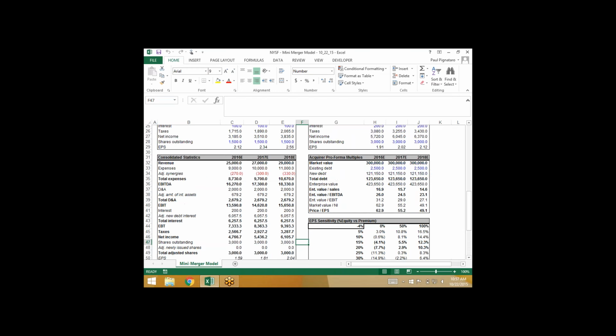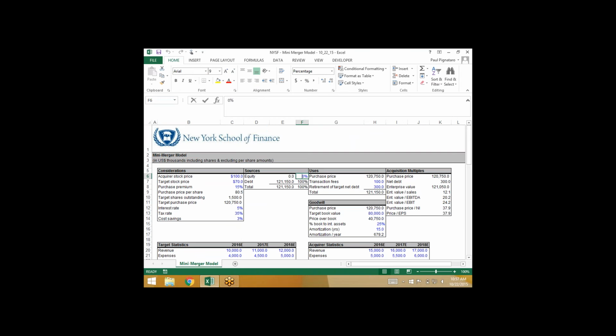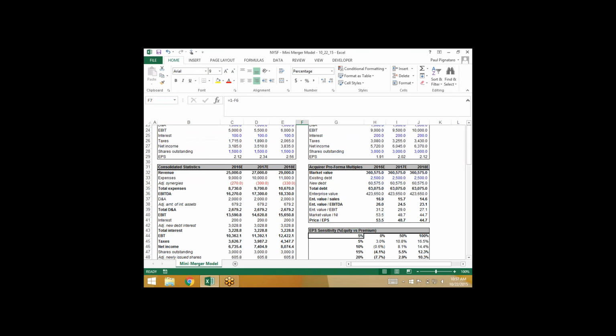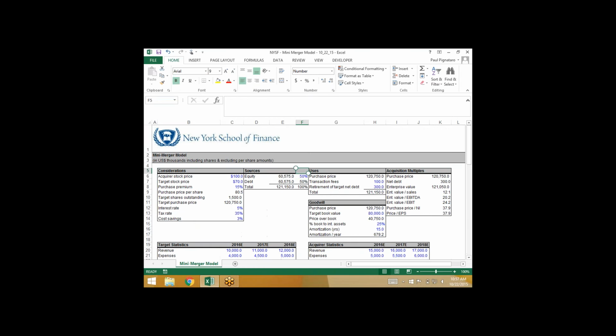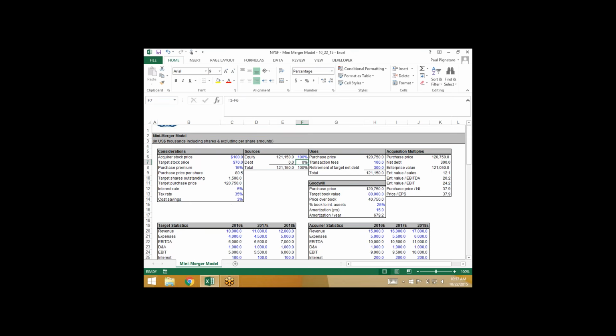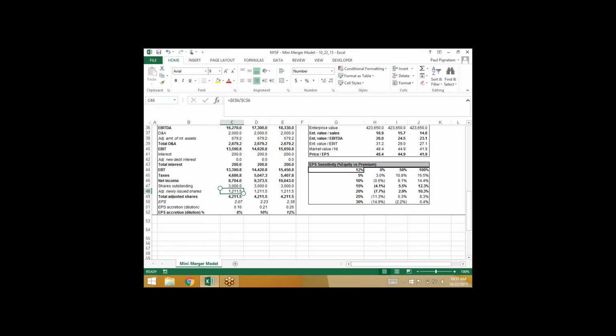So in the example, and you don't have to do this here, but in the example where it was 50% equity, 50% debt, they had to raise 605 shares to meet their funding needs. In the 100% equity case, they had to raise 1,000 shares to meet their funding needs. This was an accretive deal.